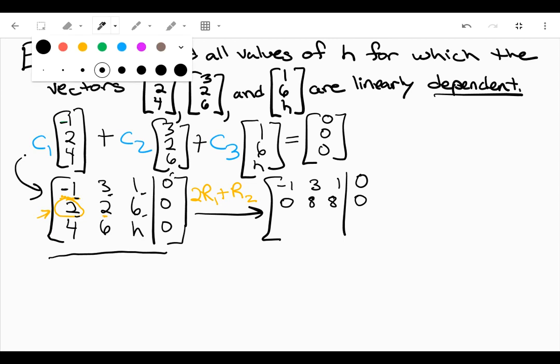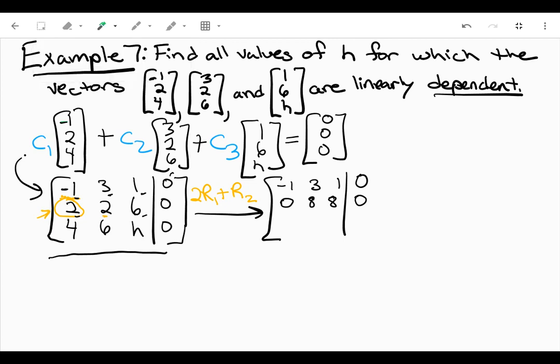Now, rather than copy this matrix again, I'm going to write another row operation that'll get a 0 in this position. And so the row operation that'll accomplish that would be 4 times row 1 plus row 3. So I'll have -4 plus 4, that's 0. 3 times 4, so 12 plus 6, that's 18. And then, let's see, 4 plus h here. I like to have the variable in front, so I'll write it as h plus 4. And then 0 plus 0 in this last position.